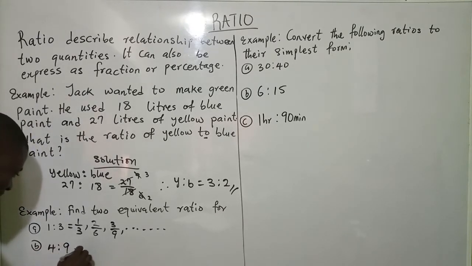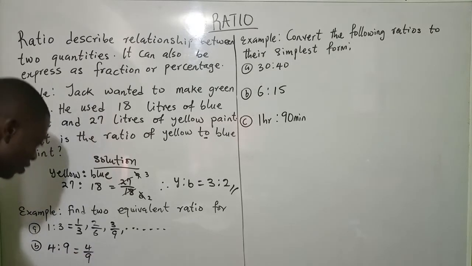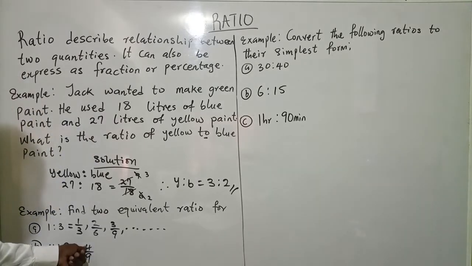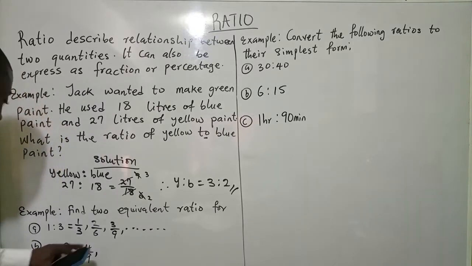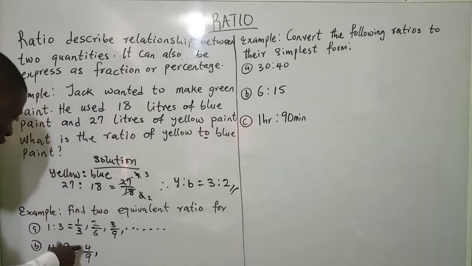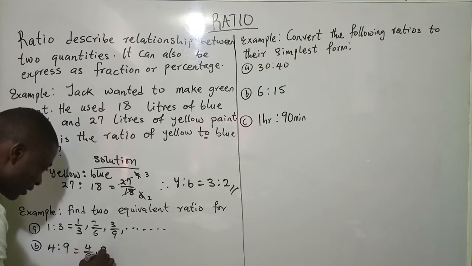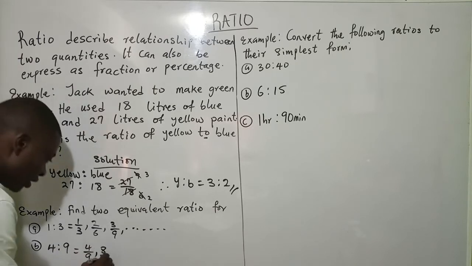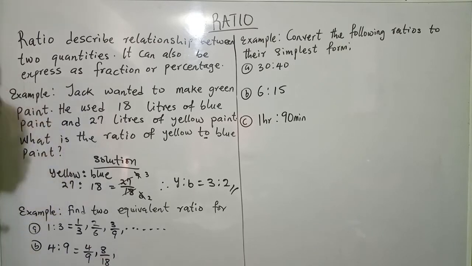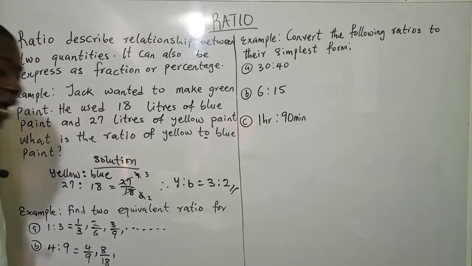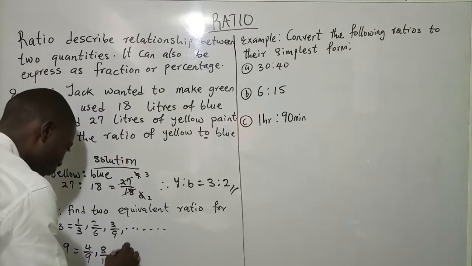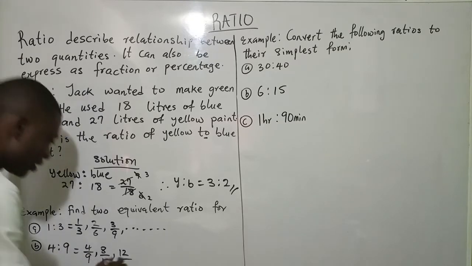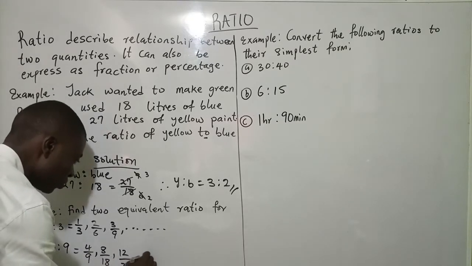We have another example here now. 4 ratio 9. This is the same as saying 4/9. So this is the first one: 4 times 1 is 4, 9 times 1 is 9. To get the next equivalent ratio, I'm going to multiply the numerator and denominator by 2. So 4 times 2 is 8, and 9 times 2 is 18. To get the next one, I will multiply by 3. 4 times 3 is 12, and 9 times 3 is 27.